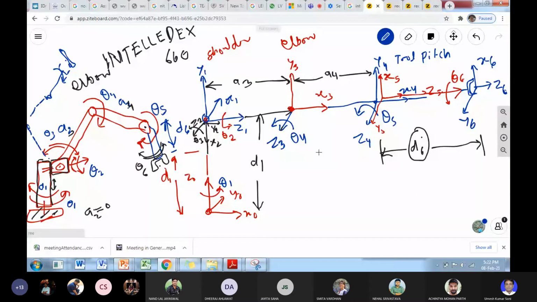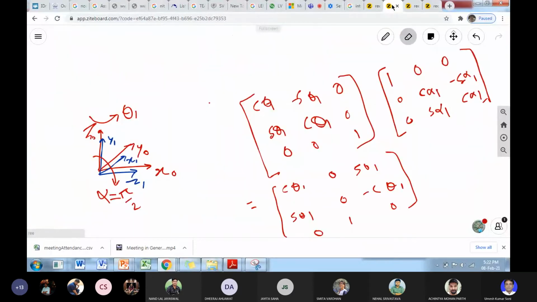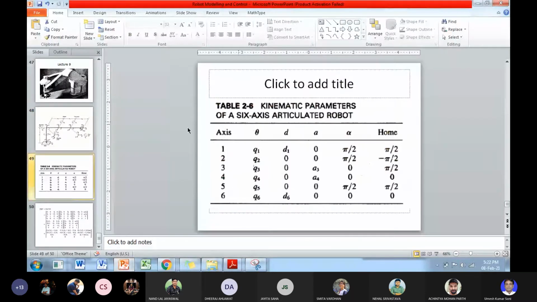So here you have seen that there are different axes annotated, and now you see the coordinate transformation. I will show you how the tables are made here. Theta 1, theta 2, theta 3, theta 4, theta 5 and theta 6. There are 6 axes, so this is a 6 axis articulated robot, and here the variable length is along d1.